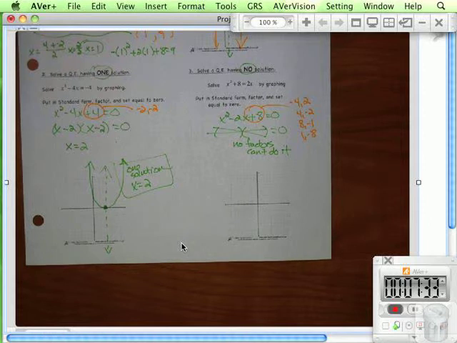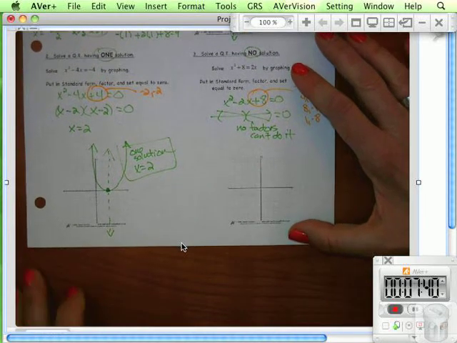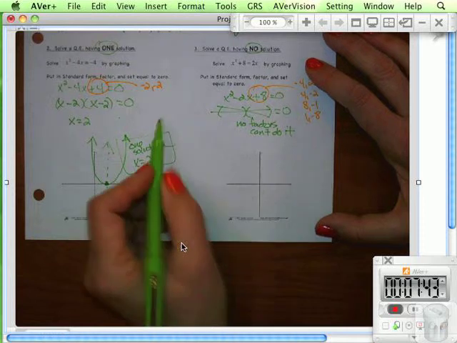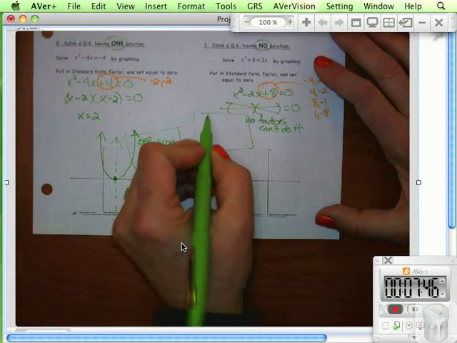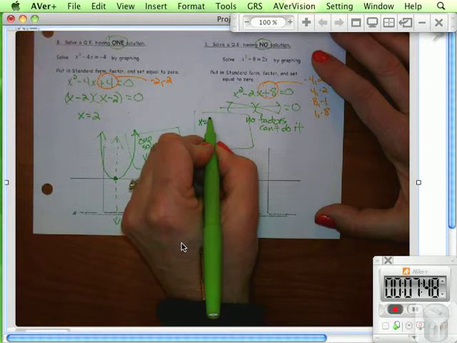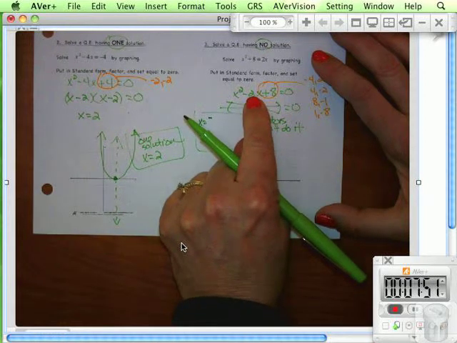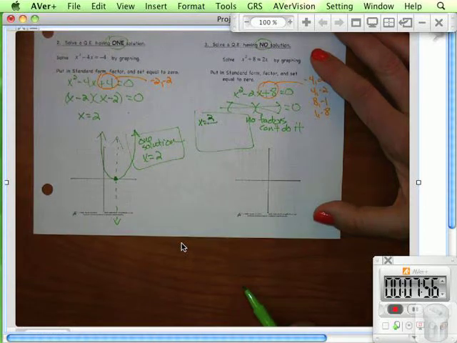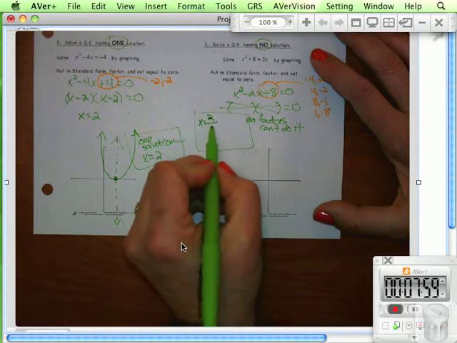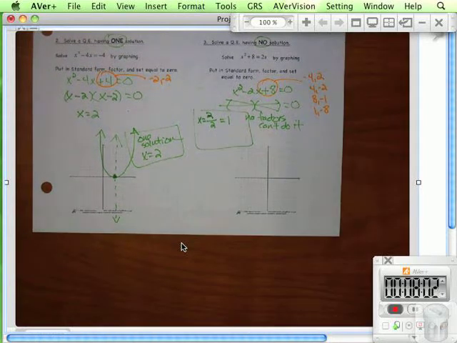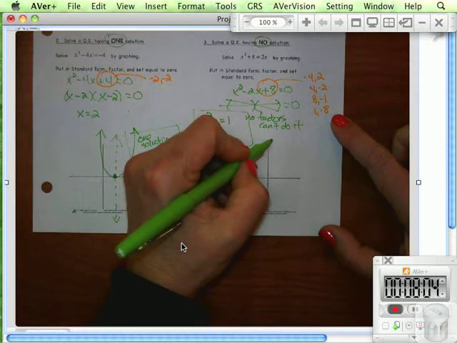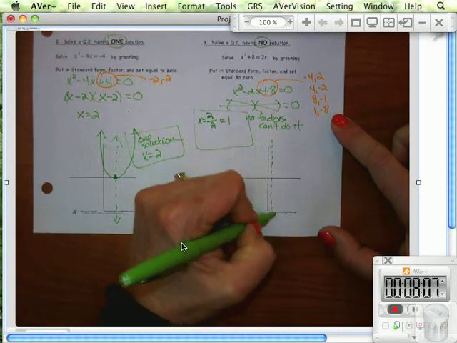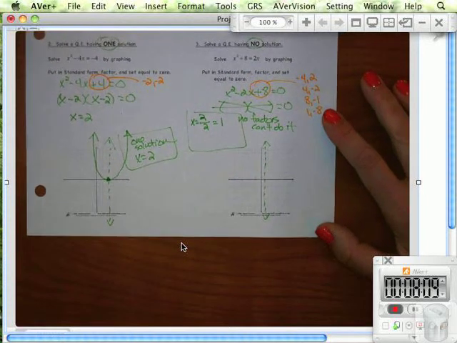But just to be sure, let's do the axis of symmetry and the vertex to see where it is, okay? Axis of symmetry would be x equals negative b over 2a. What's my b? Negative 2. So it's actually going to be positive 2 over 2a. What's my a? 1. So my axis of symmetry is 1. So let's plot that. Then let's find the vertex.